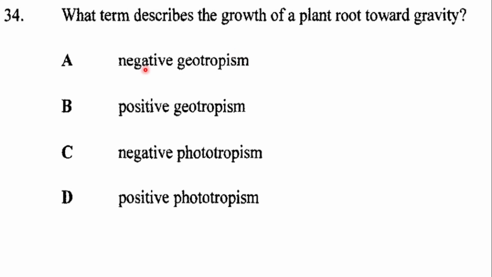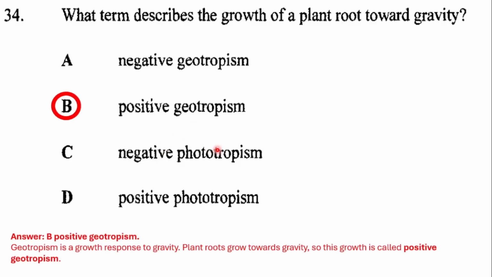Let's move on to question number 34, which says, what term describes the growth of a plant root towards gravity? Is it negative geotropism, positive geotropism, negative phototropism, or positive phototropism? The correct answer is definitely going to be B, positive geotropism, because geotropism is a growth response to gravity. Now, plant roots grow towards gravity, so this growth is called positive geotropism.